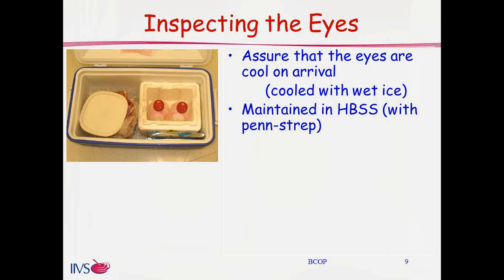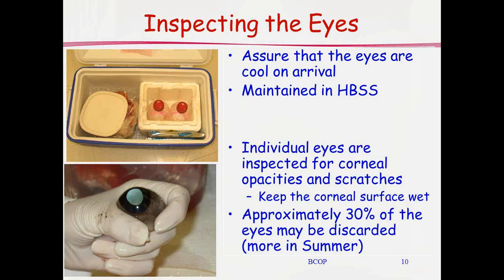And this is very well detailed in the OECD guidelines on the receipt of corneas. The goals really are to maintain the corneas fresh after collection from the abattoir, and the methods that we utilize are to place the eyes into a Hank's basic salt solution, typically done with antibiotics, and kept cool on wet ice until it's transported to the testing facility.